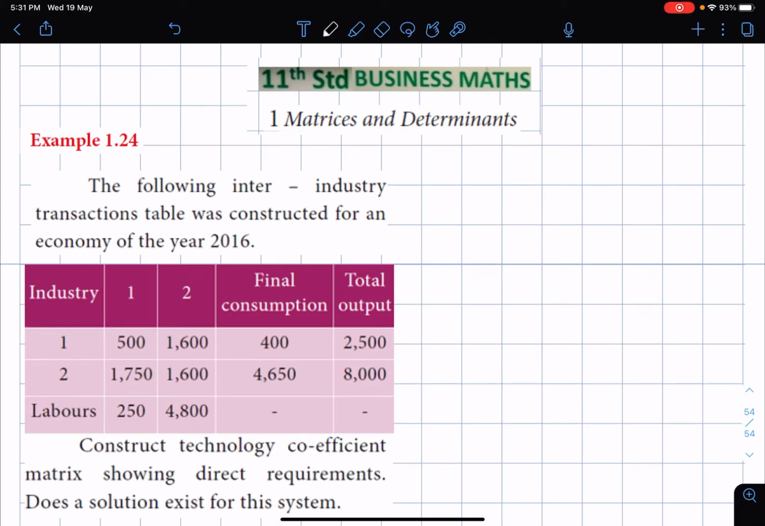Hello 11th standard business math students, welcome back to chapter 1, matrices and determinants. In the last session we have seen what our input output table is and the solution for that table. So using that we are going to see this example 1.24.